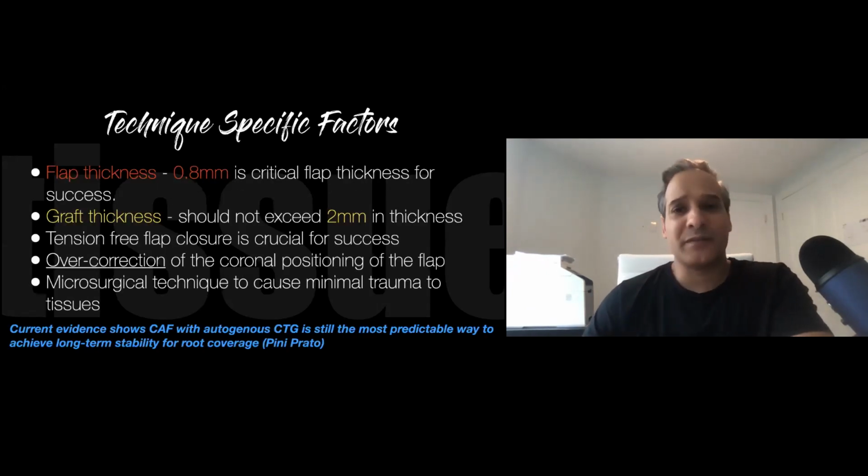So technique specific factors. When you're doing your procedure, if you're using or creating a flap, especially a split thickness flap that you want to coronally position, you want to make sure that it's at least about 0.8, which a study found is the critical number. Obviously, I prefer something a little bit thicker, close to 1 or 2.